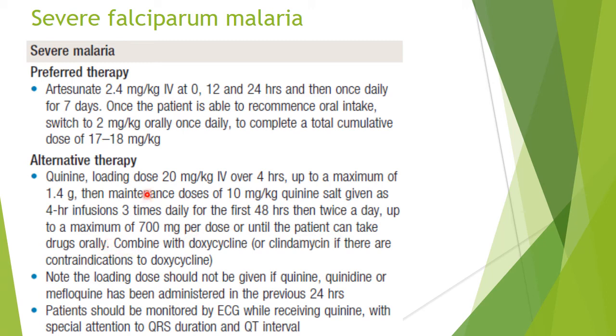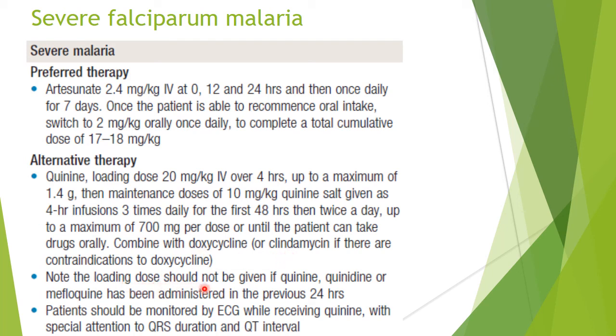So we will load the patient with a 20 mg per kg IV dose over 4 hours up to 1.4 gram. Then we'll give a maintenance dose of 10 mg per kg, 3 times daily for the first 48 hours, with a maximum of 700 mg per dose. And then we can continue with the oral therapy as mentioned earlier, combined with doxycycline or clindamycin.